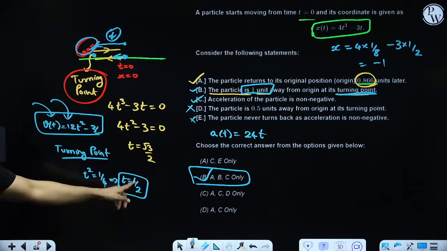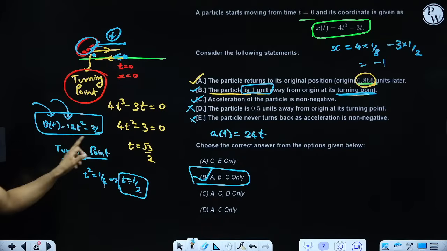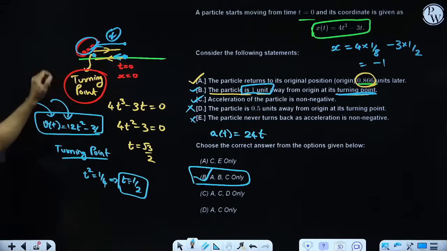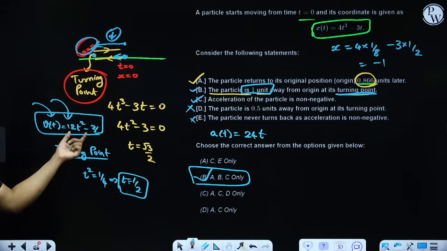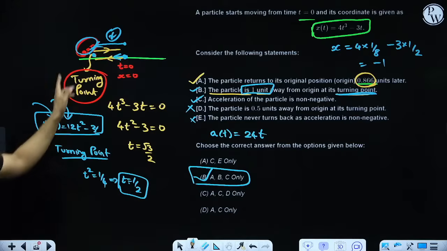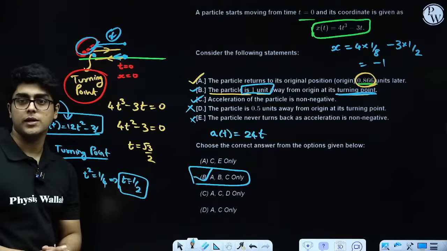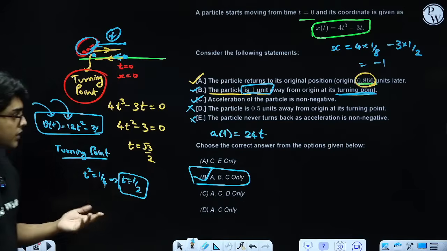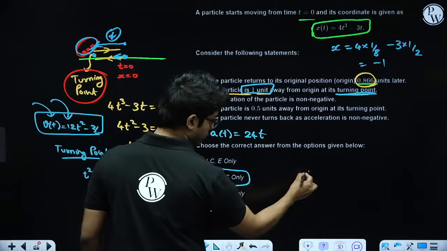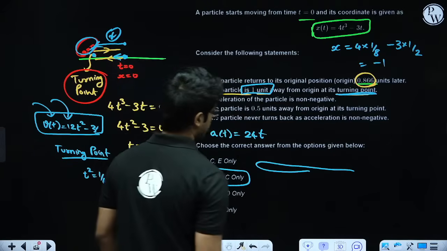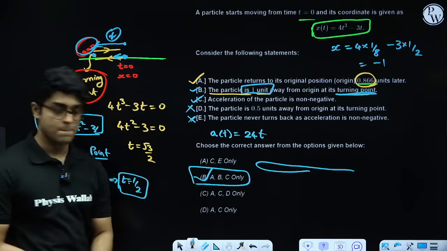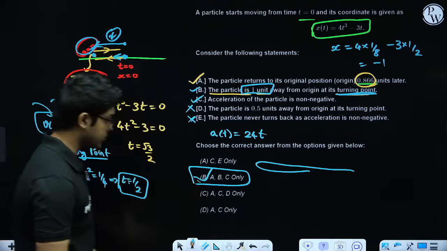If you put values less than t equal to half, velocity will turn out to be negative. Negative velocity means the particle travels along the minus x direction. If you put large values of t, let's say 10 seconds or something, velocity will be positive, meaning the particle travels along the plus x direction. So it definitely turns. It's initially moving to the left and it starts moving to the right. So E option is also wrong. Okay, so the answer will be ABC. Okay, so B option is correct.